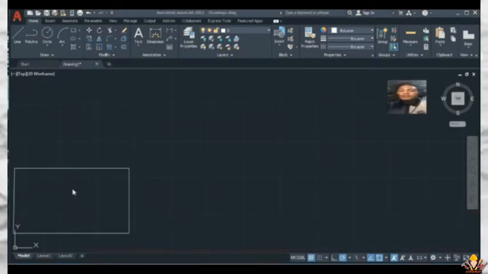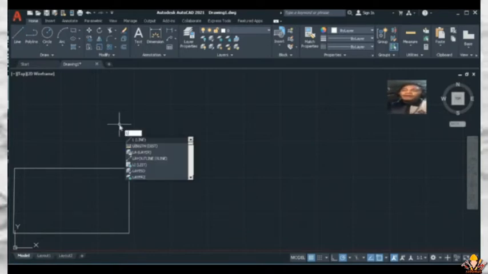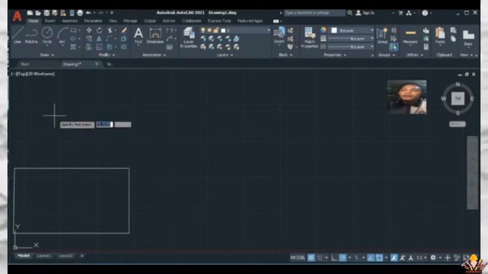And by the way guys, the shortcut for making a line is just pressing the letter L on the keyboard, just like this, and then press enter. And there you have it, you can make a line.